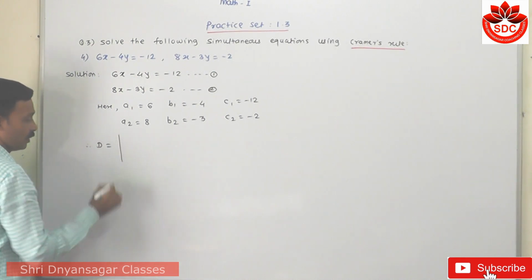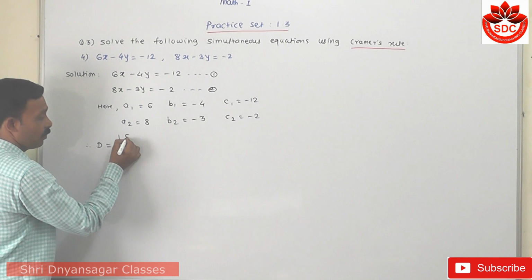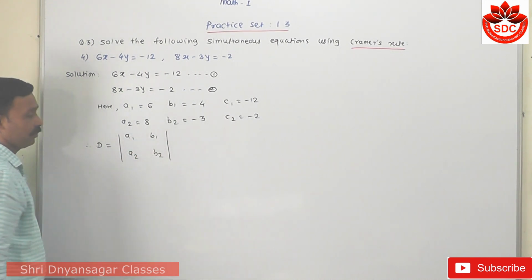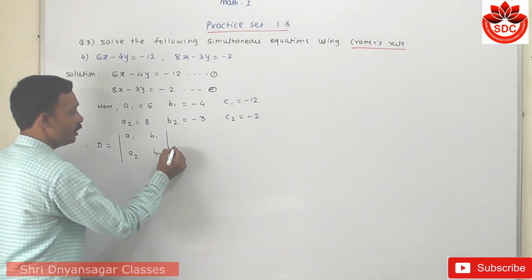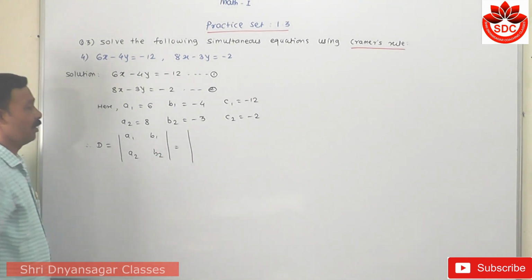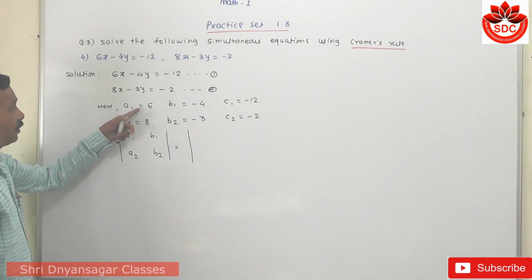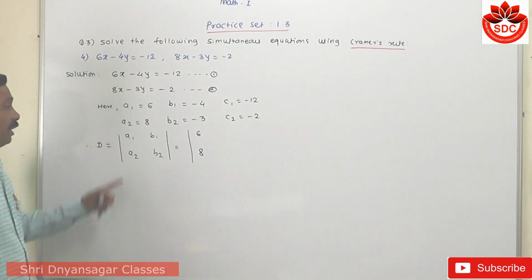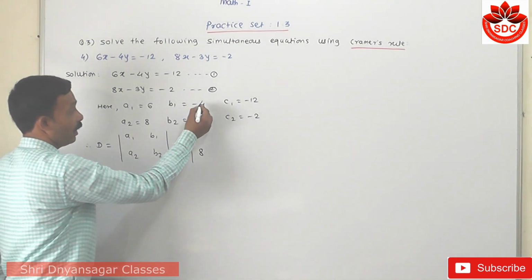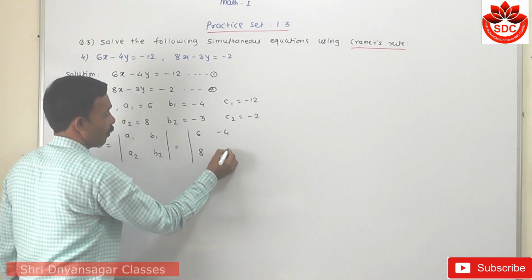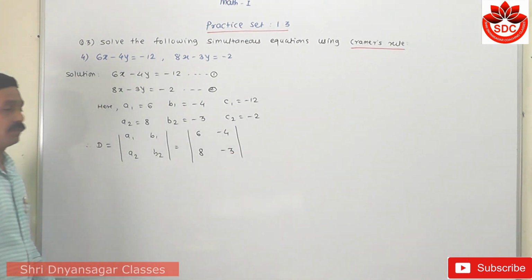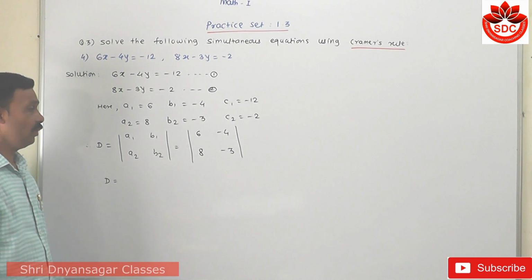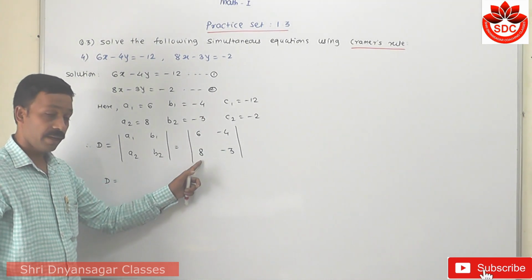Therefore, D is equal to the determinant of a1, a2, b1, b2. We can substitute these values here. Now, what is the value of a1, a2? 6 and 8. Then b1 and b2. Now, look here, the signs are minus 4 and minus 3. Okay, then we find its product by using the rule AD minus BC.